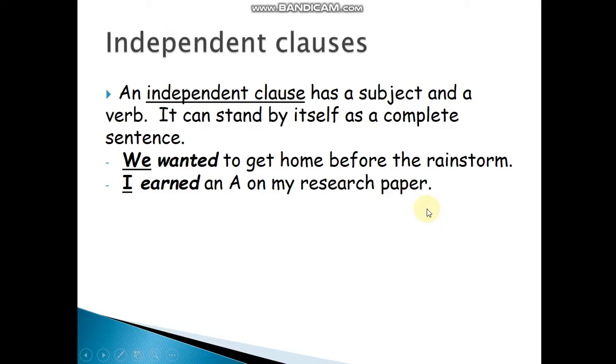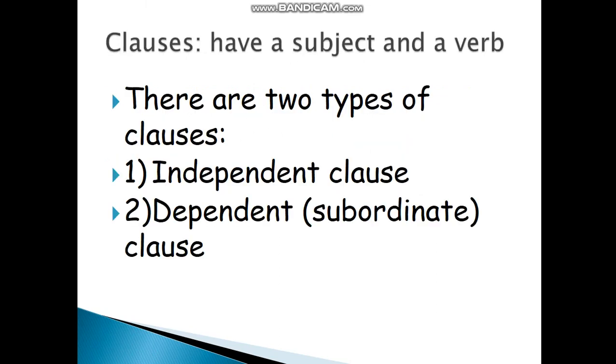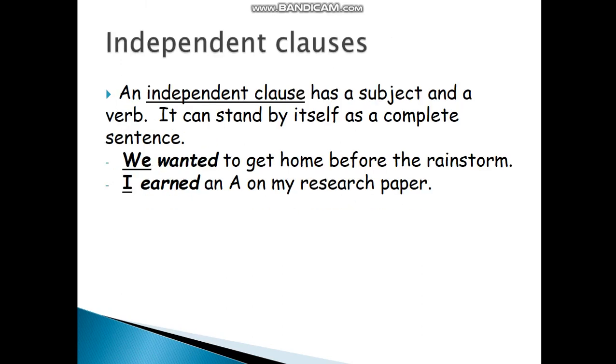Now let's talk about independent clauses. What does it mean, independent clauses? Because we have two types of clauses, right? If you can still remember, we have independent clause and dependent clause. So we have to know the difference between the two. Now, an independent clause is a subject and a verb. It can stand by itself as a complete sentence.